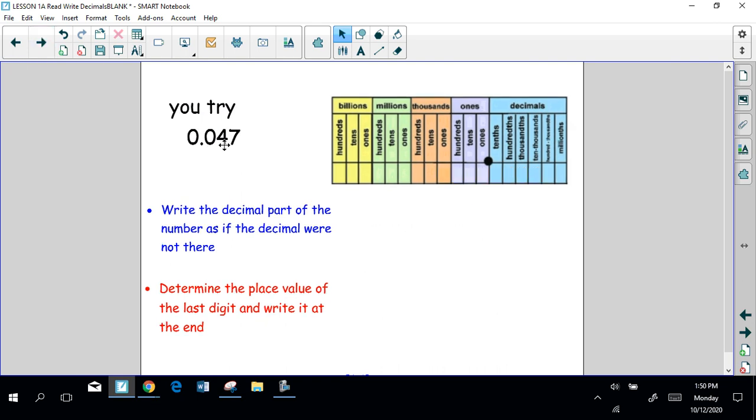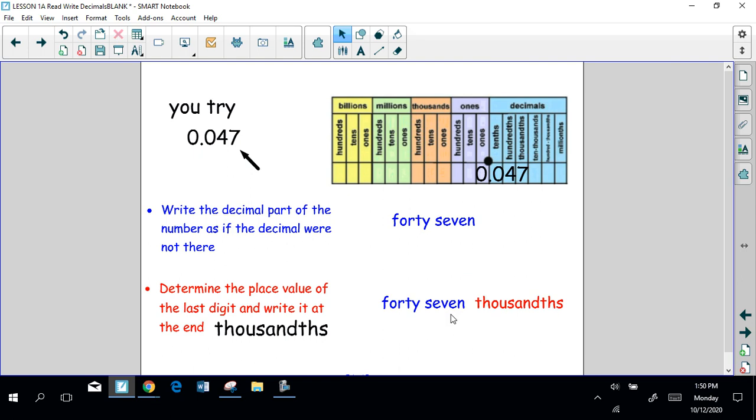You try 0.047. How is 47 read? 47. What place value is the 7 in? It's 3 places past. Line up the decimals. It's in the thousandths place. So this number is read 47 thousandths.